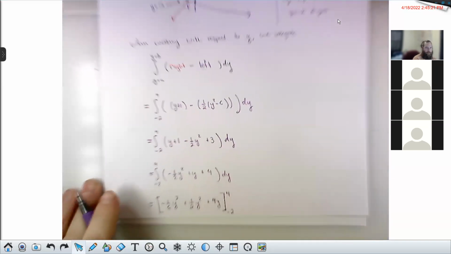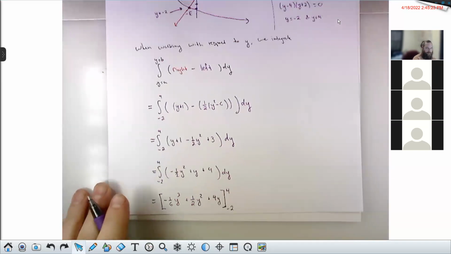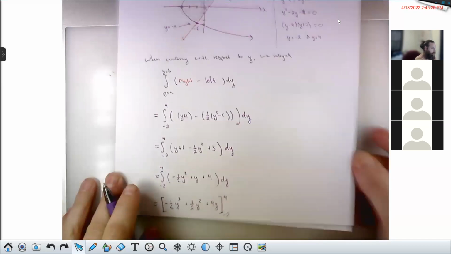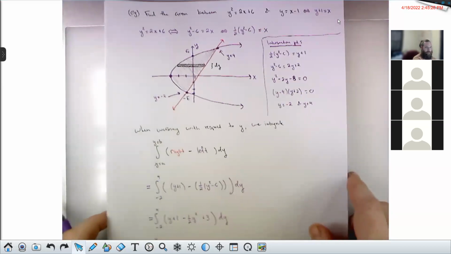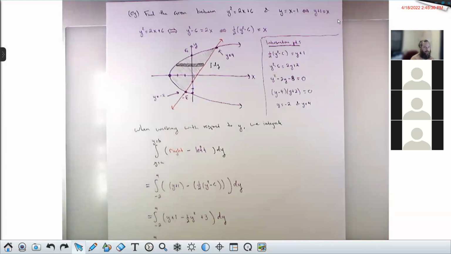So this is the bulk of the work for the problem. Before I get into just the arithmetic of carrying out that evaluation, I want to make sure we're all comfortable with this part. So questions, up to this integral.